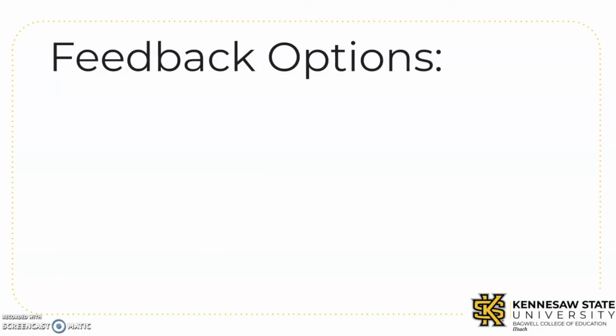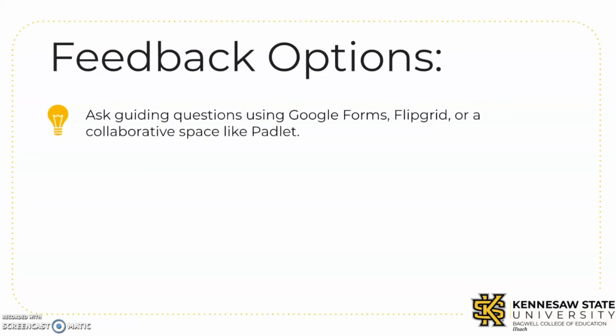When giving students the opportunity to provide feedback, consider asking specific questions to elicit helpful responses. Review what feedback is with your classroom and refrain from asking overarching questions or questions requiring students to rate you or your lesson. Consider these ideas when gathering feedback. Ask questions to elicit feedback using Google Forms, Flipgrid, or a collaborative space.